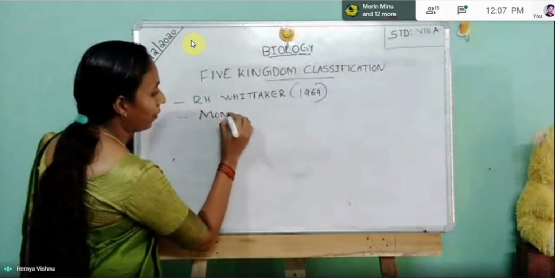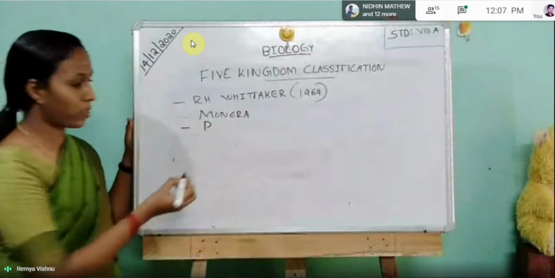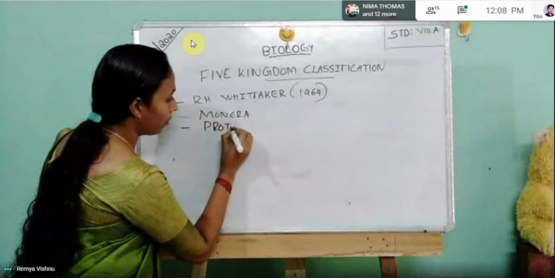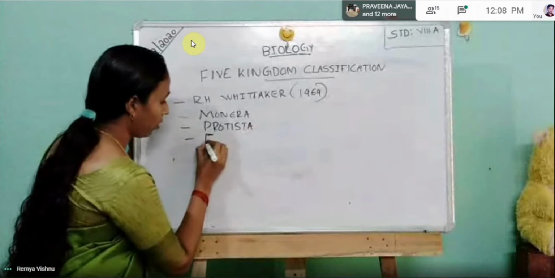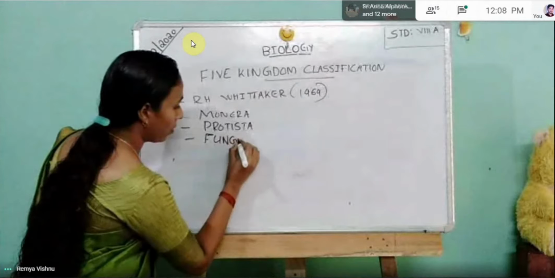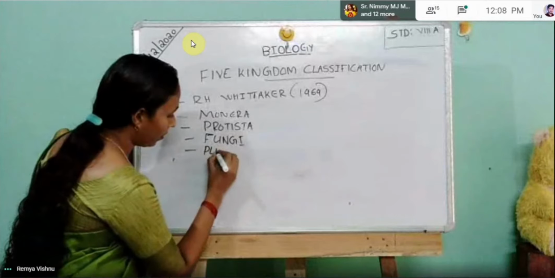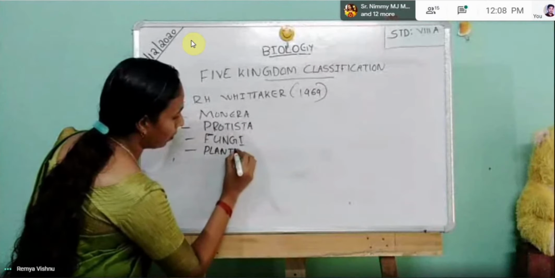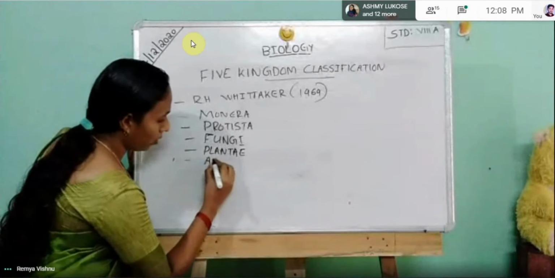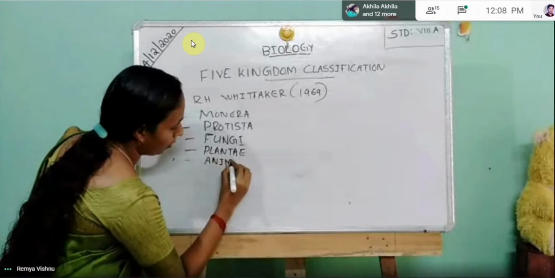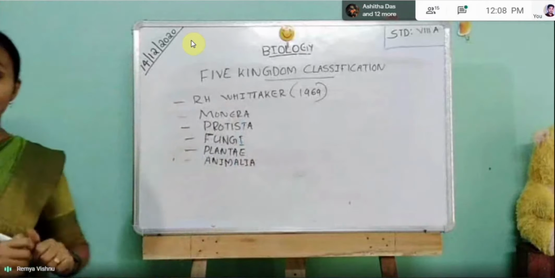First is Monera. Second kingdom is Protista. Third is fungi. Fourth one is plantae. Fifth kingdom is animalia. These are the five kingdoms.